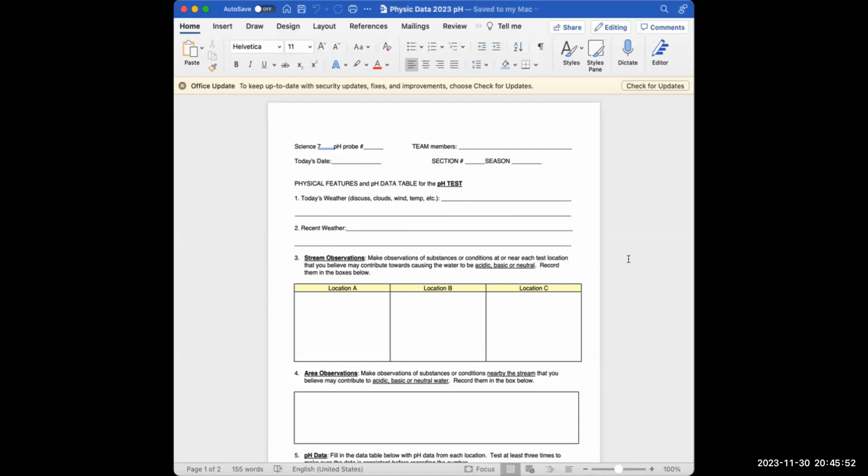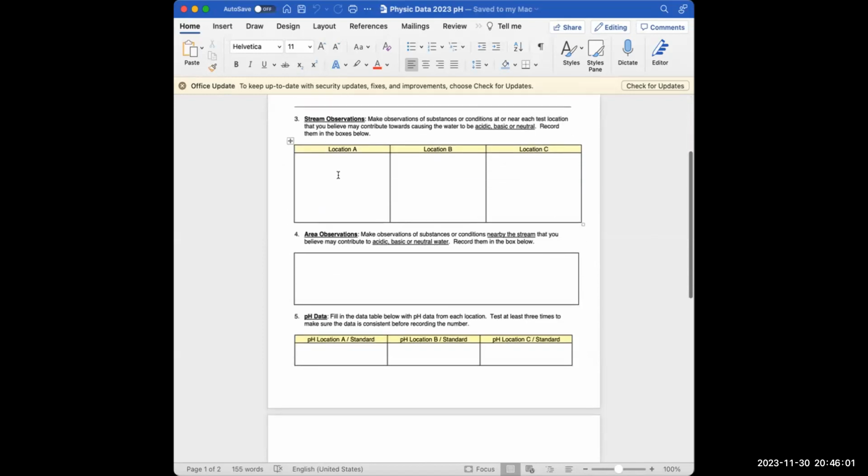When my students go out, they go out with this data table. They record today's weather and the recent weather, so they have that information. I have them write down anything they observe at the 3 locations that they picked in the water and right next to the water, anything that they think could contribute to the water becoming acidic, basic, or neutral. Then I have them make area observations, anything in the little mini watershed that could run downhill or run into a storm drain and then get into the stream. And then I have them fill out the pH here and the standard.